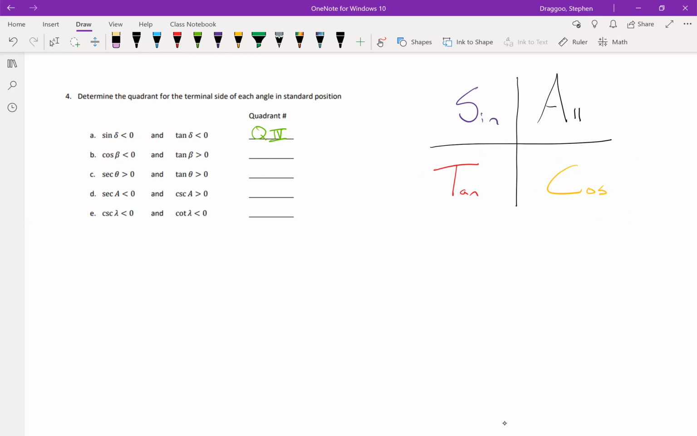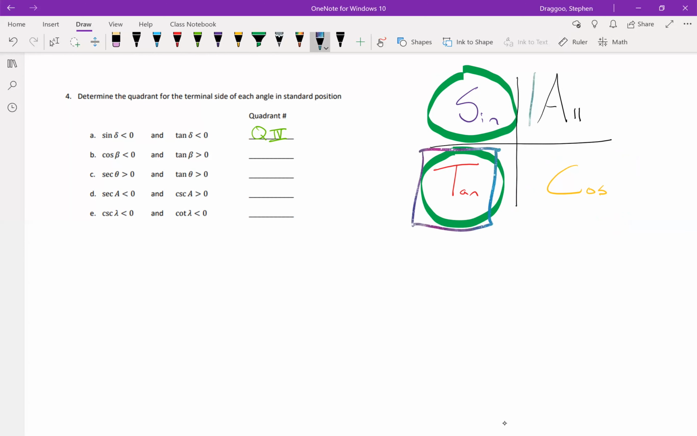Part B, cosine is negative and tangent is positive. Well, cosine being negative means I'm somewhere on the left half, so either quadrant 2 or 3, and tangent being positive means I'm either in quadrant 1 or 3. Those two pieces of information overlap only in quadrant 3, so that must mean that angle beta is in quadrant 3.